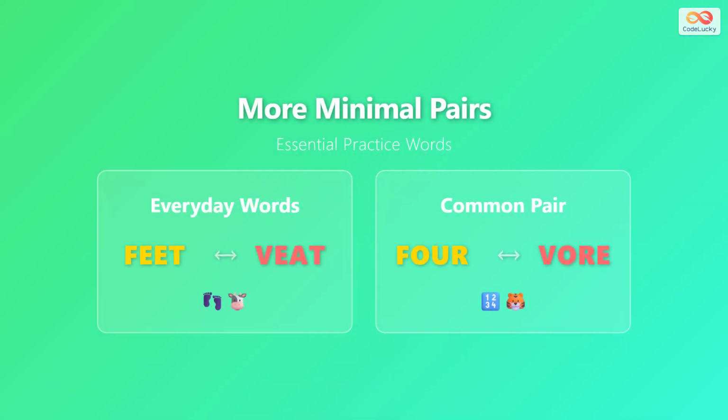Let's practice more minimal pairs to strengthen your understanding. Consider feet and veet. Feet uses the unvoiced F sound at the beginning. Although veet is not a real English word, saying it with the V sound helps you hear the contrast clearly. Another important pair is for and vor. Again, for starts with the unvoiced F, while vor with the voiced V demonstrates the same articulation difference. Practicing these pairs helps train your ear and mouth to produce the correct sounds.